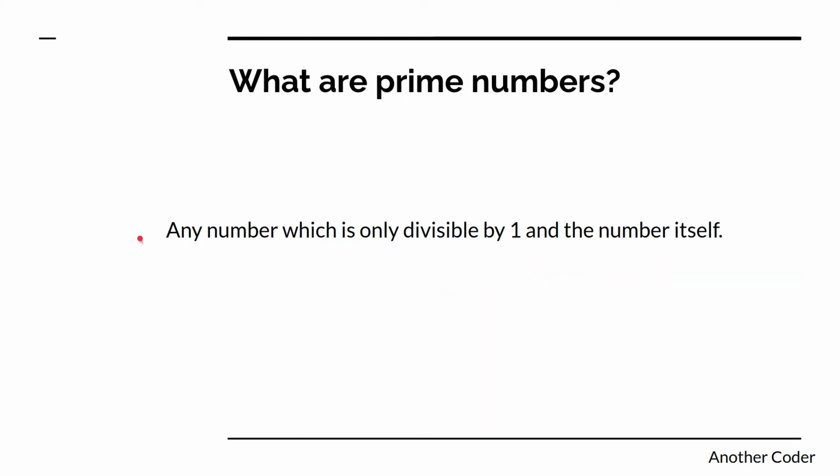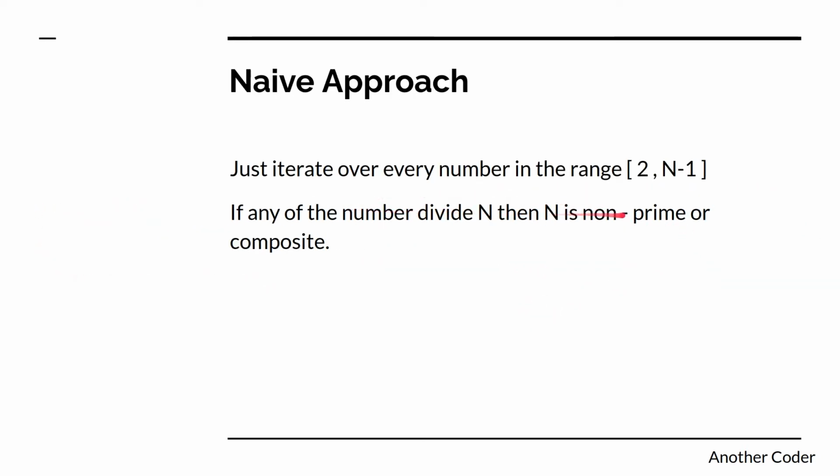What we can do is we can run a for loop in the range 2 comma n minus 1. In the naive approach, we run a loop from 2 to n minus 1, both of them included, and we check if any of the numbers in this loop divides n or not. If any of the numbers divides n, then it is a non-prime or composite number, and if none of the numbers are able to divide the number n in this range, then it is a prime number.